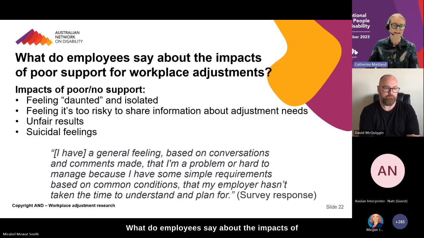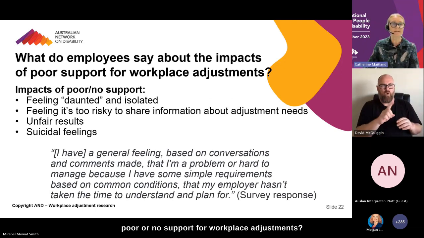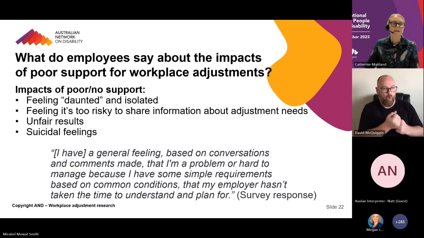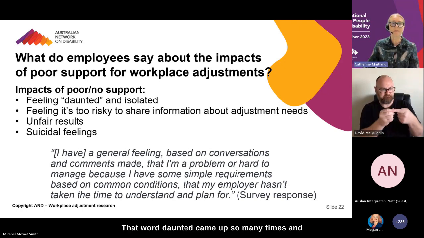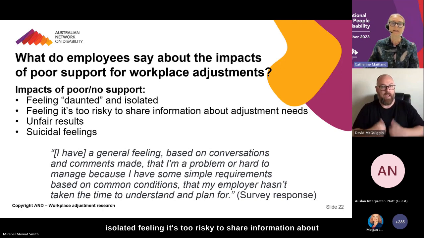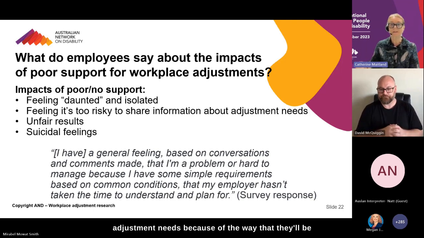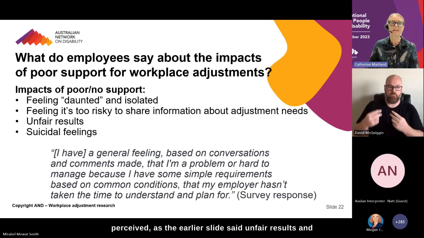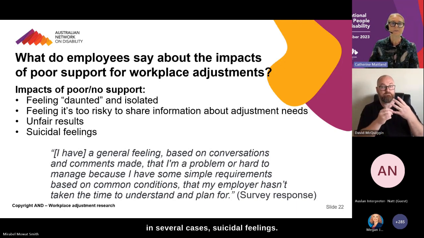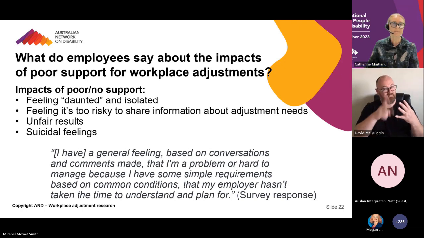What do employees say about the impacts of poor or no support for workplace adjustments? People reported feeling daunted. That word daunted came up so many times, and isolated. Feeling it's too risky to share information about adjustment needs because of the way that they'll be perceived, as the earlier slide said. Unfair results, and in several cases, suicidal feelings.